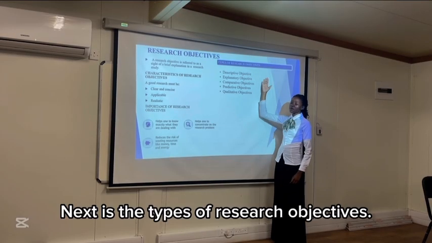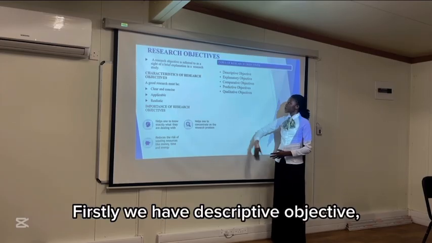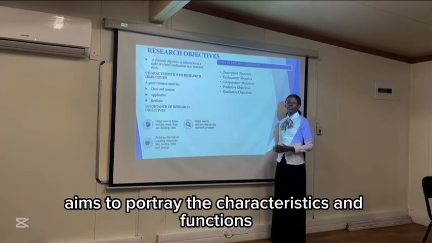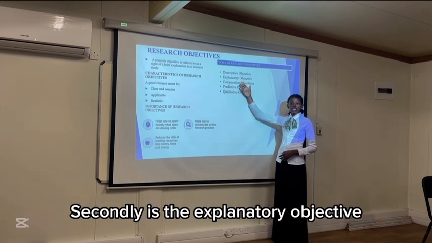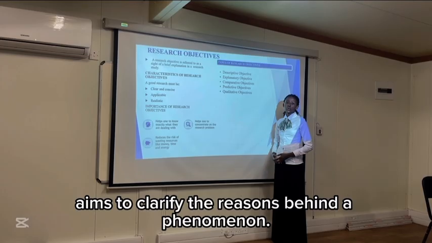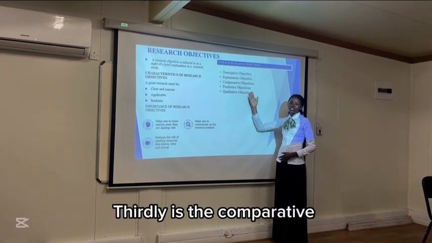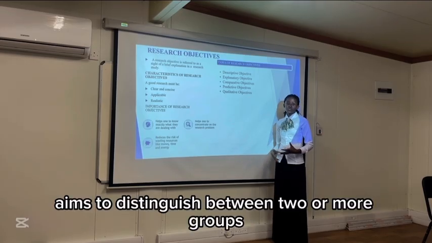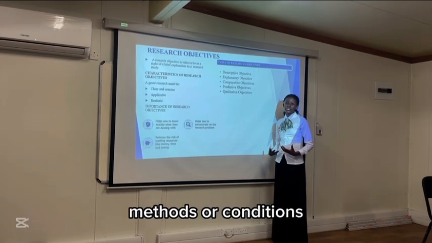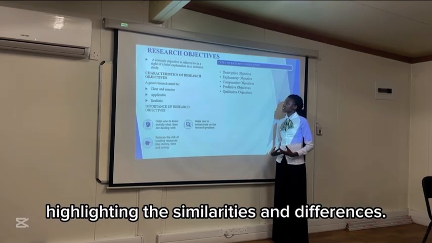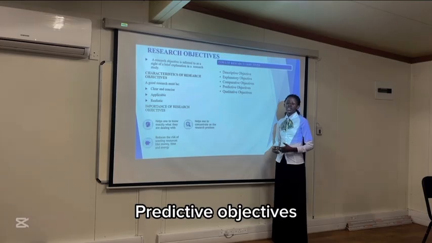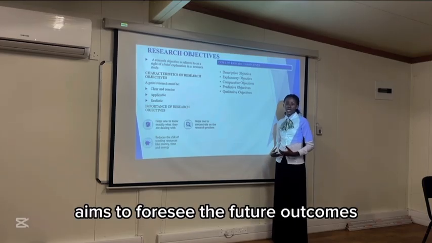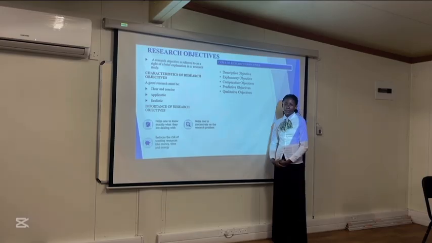Next is the types of research objectives. Firstly, we have descriptive objective, which aims to portray the characteristics and functions of a particular phenomenon. Secondly is the explanatory objective, which aims to clarify the reasons behind a phenomenon. Thirdly is the comparative objective, which aims to distinguish between two or more groups, methods, or conditions, highlighting the similarities and differences. Then lastly, we have predictive objectives. Predictive objectives aim to foresee the future outcomes based on current data.